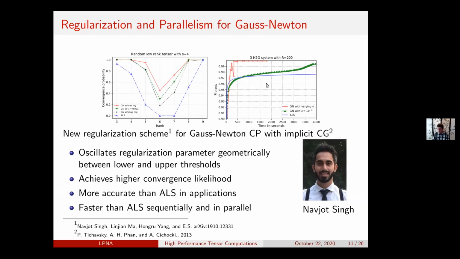On the right here, we have a quantum chemistry problem with a fairly high rank. And we see that Gauss-Newton with varying regularization converges very quickly to a very high fitness. ALS seems to stagnate at a much lower fitness. So this is something like 0.1% error, while this is 3% error. While Gauss-Newton with a fixed regularization converges much more slowly to maybe almost as good a fitness as our method of choice.